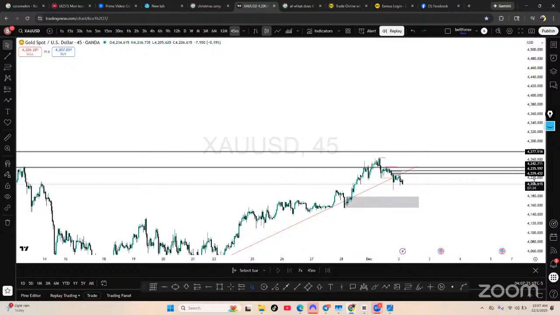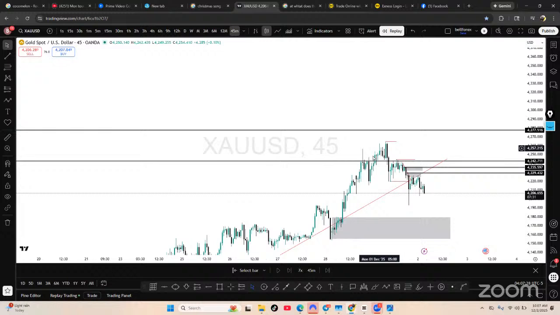So yesterday already, we were in this inducement zone here. Are you guys getting me? So anybody that shot gold up here yesterday was okay. It was okay. Very much okay.